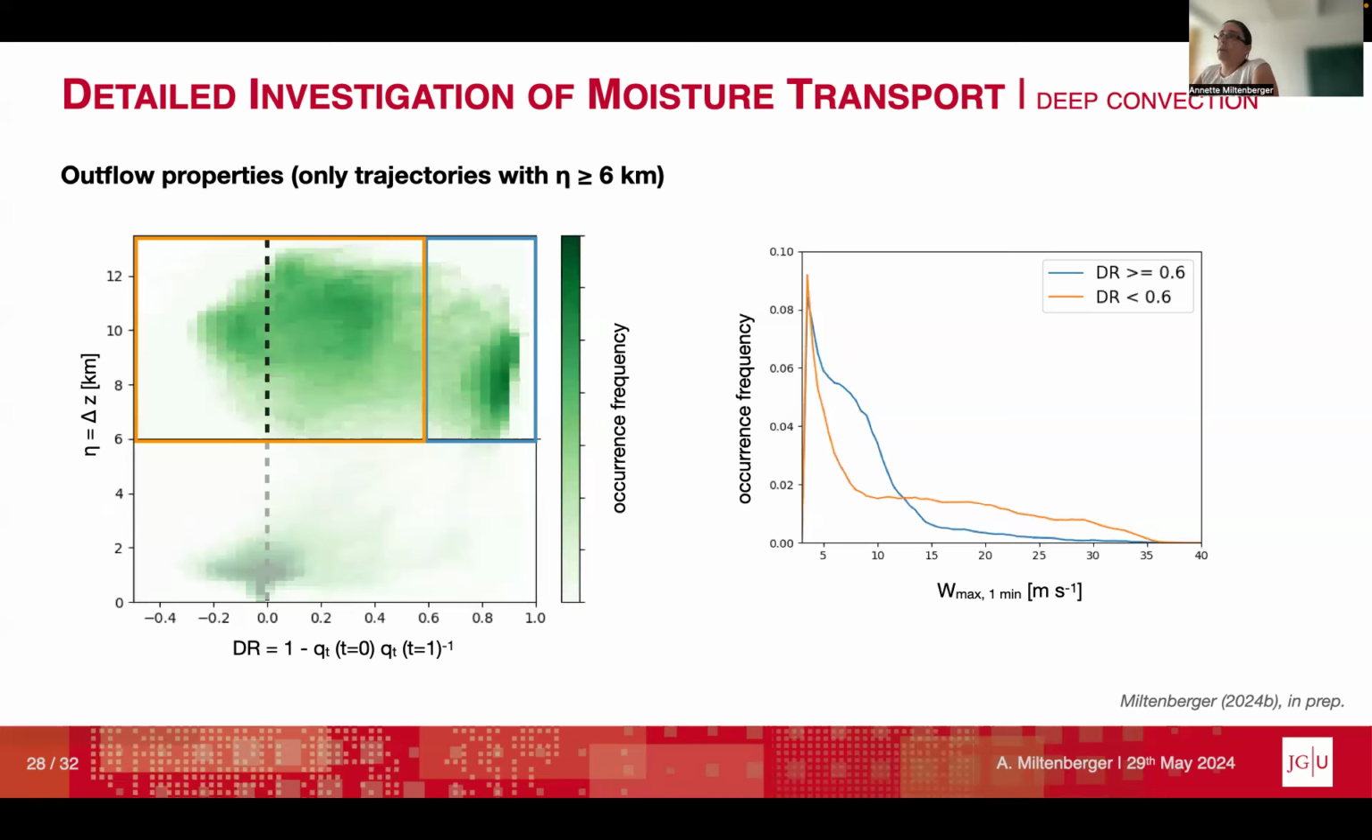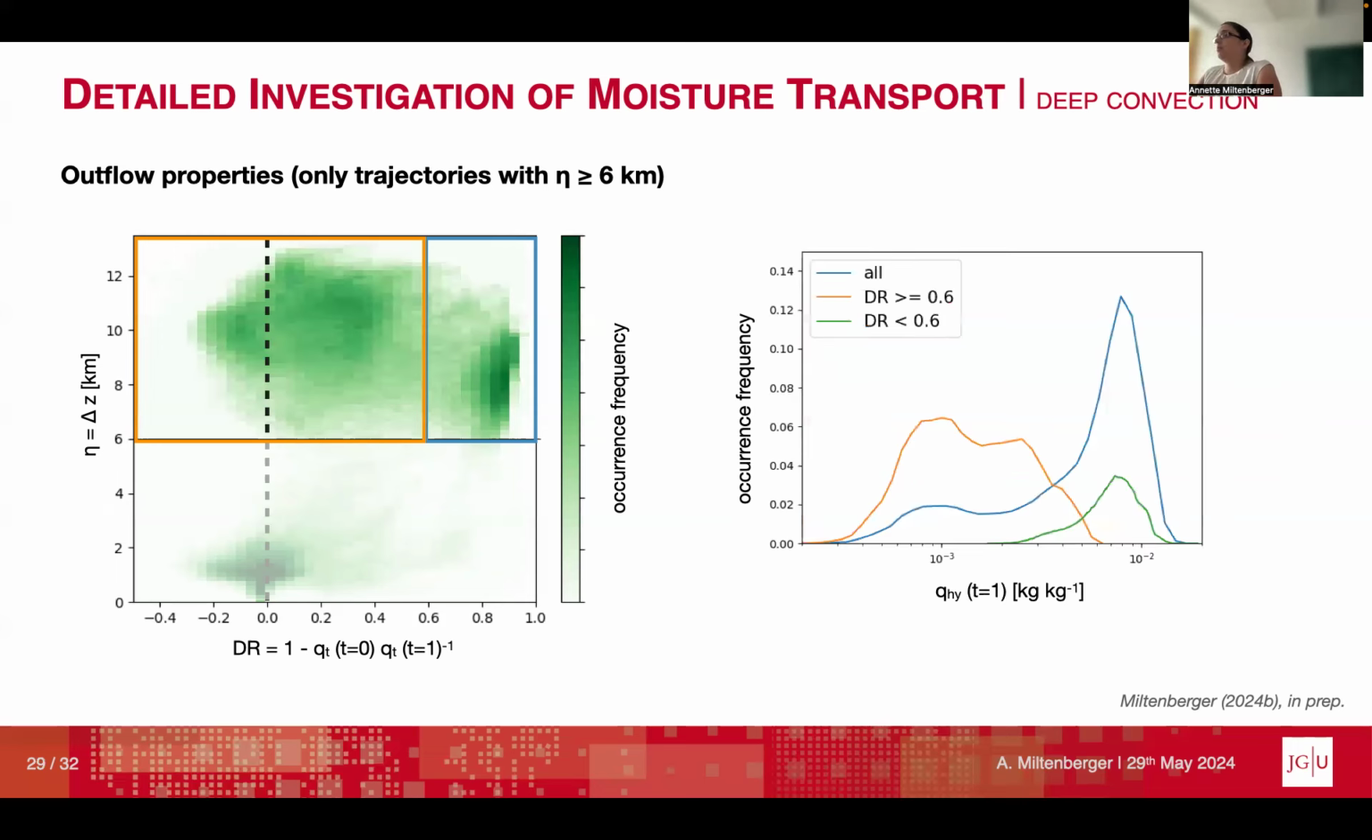So ones that are very efficient and then the others which are not. And of course, this is very interesting, and that's why I looked at the vertical velocity that they experience during the ascent. What you can see here is a histogram of the maximum sustained 1 minute vertical velocity for these 2 different boxes. What is very interesting is that we find much higher velocities for those trajectories that have a lower drying ratio. This means that those trajectories are very poor in removing moisture, most likely because the condensate is just not able to fall out because of the high vertical velocities. They just transport everything upwards.